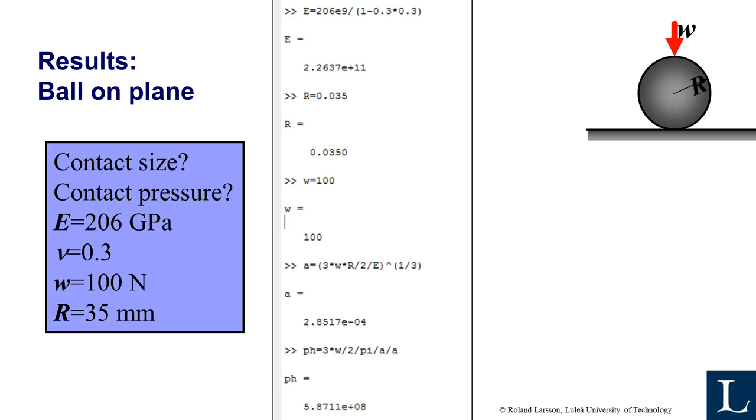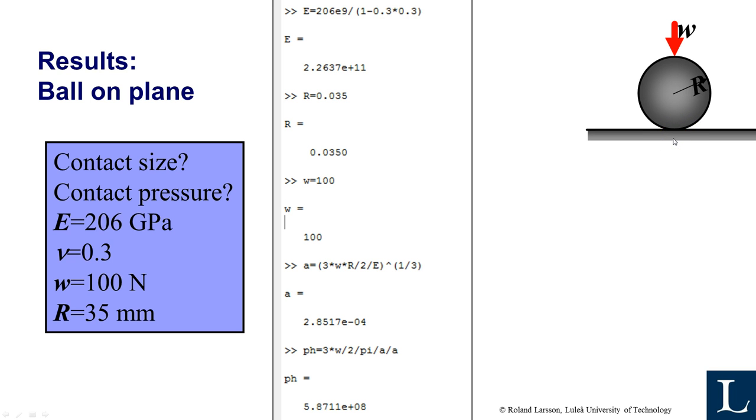And the pressure is computed, as also shown in the previous slide, according to this expression, and it turns out to be 0.59 gigapascals. So with this ball, a ball of diameter 70 millimeters, and you press approximately 10 kilograms weight onto it, then the contact pressure reaches more than half a gigapascal. Still the spot is very small.